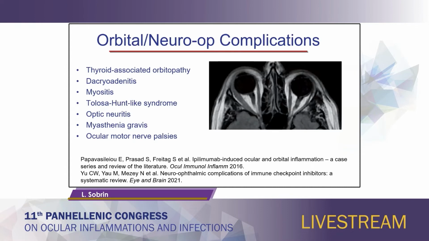Orbital and neuro complications include thyroid-associated orbitopathy, dacryoadenitis, and myositis. Here is a patient from a series that we wrote up with Evangelia Papavasiliou when she was with us as a research fellow, and my colleague Suzanne Freitag on the oculoplastic service, as well as Anne-Marie Lobo. And this is a patient who received ipilimumab, and you can see his right lateral rectus is quite enlarged with myositis. Other rare findings are Tolosa-Hunt-like syndrome, optic neuritis, myasthenia gravis, and ocular motor nerve palsies.